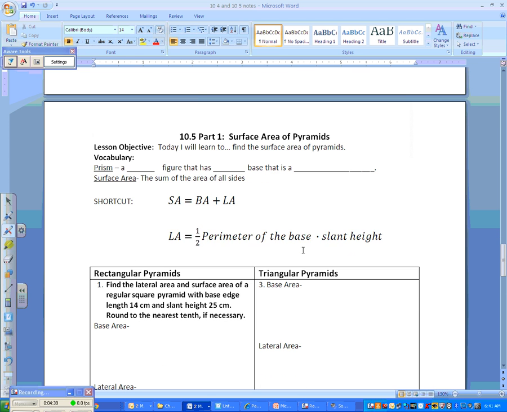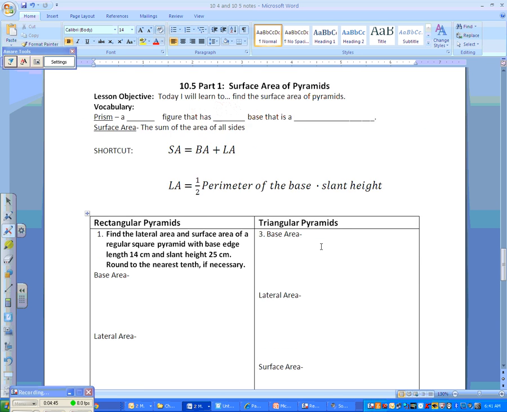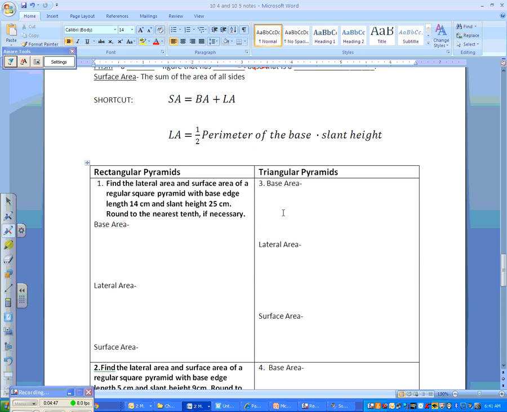Either works. So that's why I have written out for you guys who have this note-taking guide, CP. And these are the formulas we're going to use. This formula works for all figures with only one base.